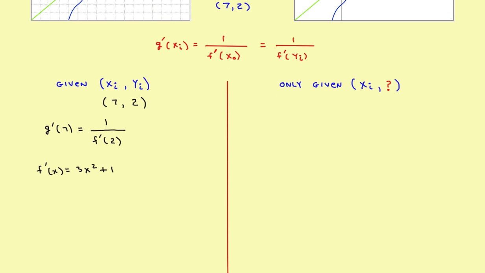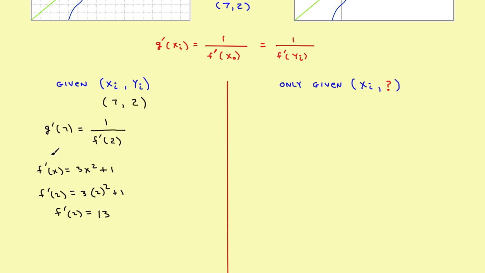Okay, we'll scoot it down just a little bit more. Now you want that derivative evaluated at 2. So evaluate the derivative at 2, and you would have 3 times 2 squared plus 1. So the derivative of the original function evaluated at 2 is 4 times 3, 12, plus 1. This would be 13. Now this is the slope of the tangent line of the original function at x equals 2.